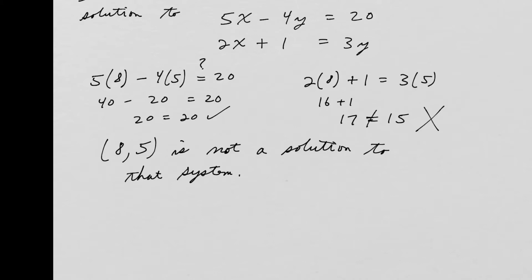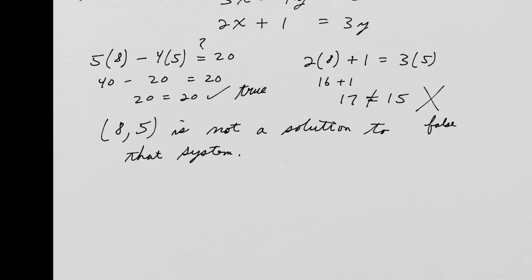Okay, we got true here, but we got false here. We'd have to get true for both of them. It has to satisfy both of them. Okay, so that's really all you need to do. Very straightforward, right? Just plug in the point to determine whether a particular point is a solution to a system. If it satisfies both equations, it is a solution. If it doesn't, then it's not a solution.